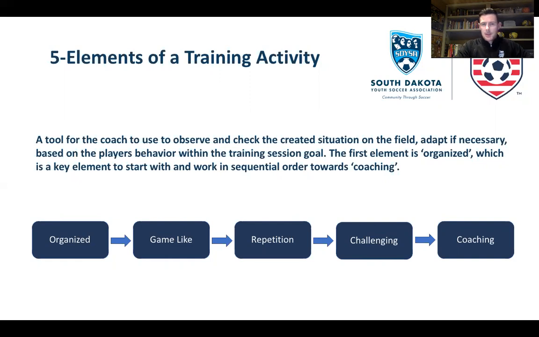The best way to think about this is that these are treated in sequential order so that coaching doesn't happen immediately when we start our activity. There's a checklist, so to speak, that we should go through to ensure that the environment is the most suitable for learning for the players, and then we can get into coaching. So you can think about it like 4 elements: organized, game-like, repetition, and challenge. We get a green light on all those based on our observation and things we consider. Then we are green lighted to begin coaching on the field.